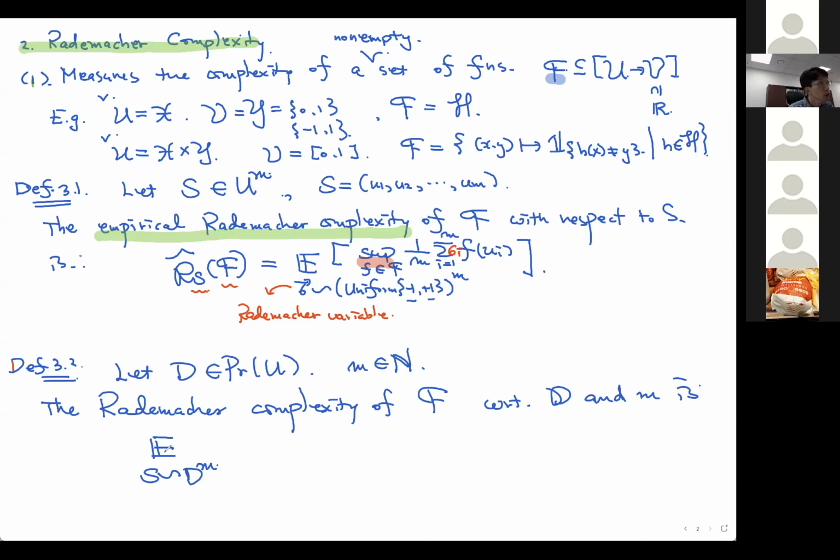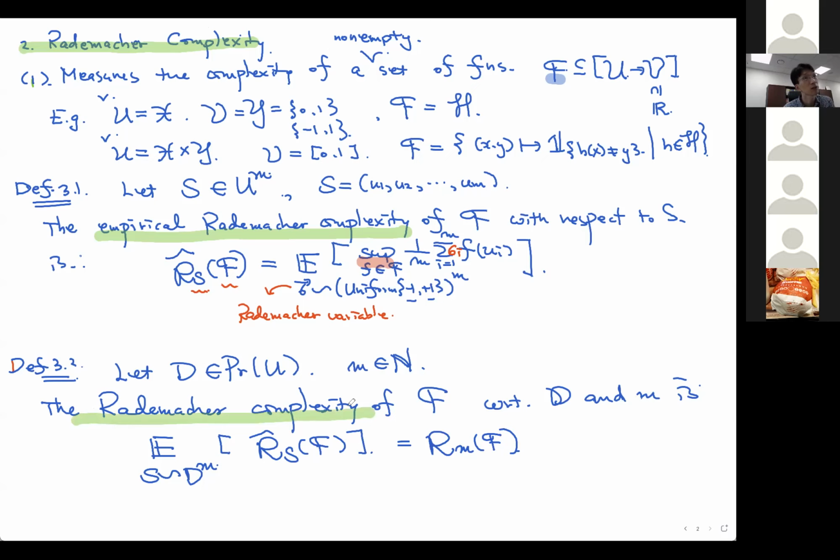So then the actual Rademacher complexity is defined this way. It's an expectation of empirical Rademacher complexity. So it's written as R_m of F. But implicitly, this R depends on m as well as distribution D. Okay, let's color this a little bit.